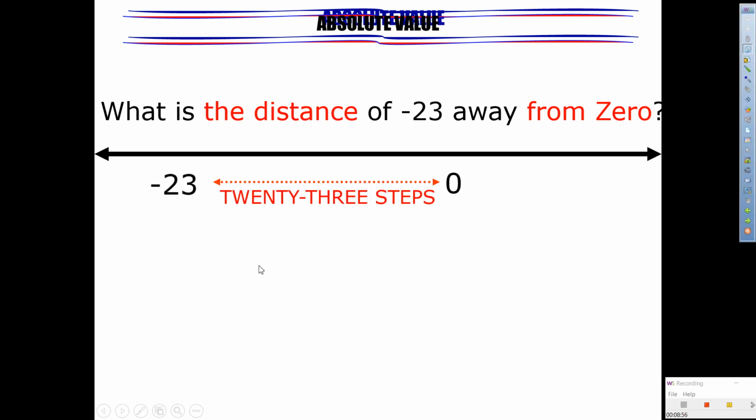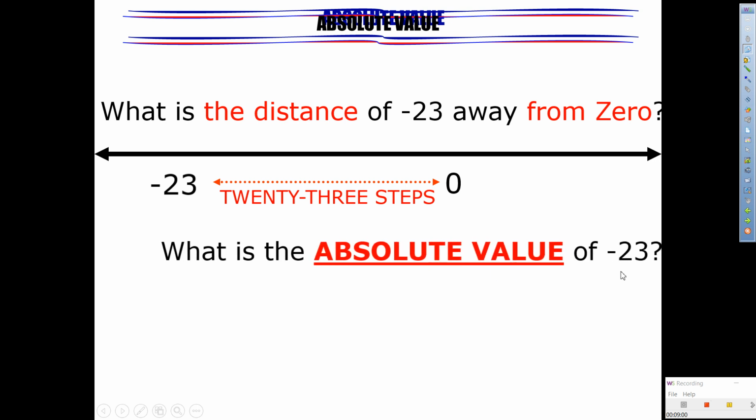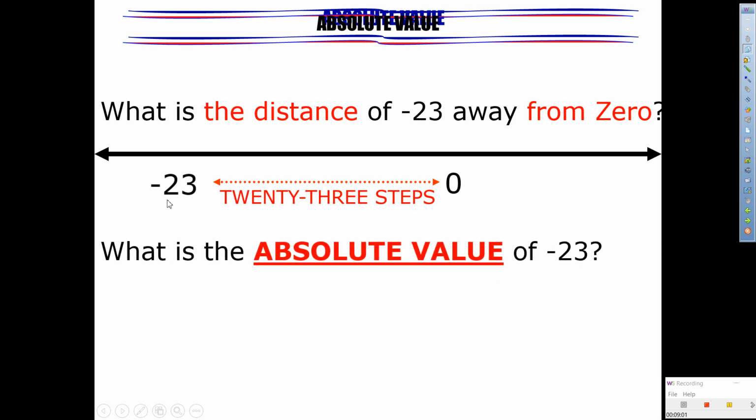So, another way of saying it, what is the absolute value of negative 23? And if I use symbols, here it is. What is the absolute value of negative 23? And what was it?